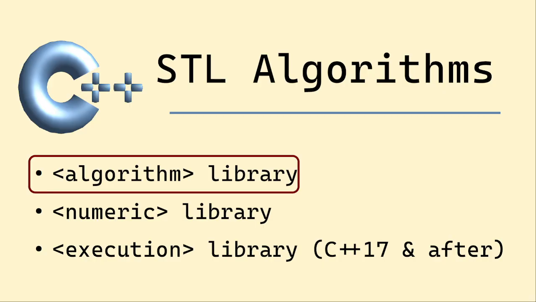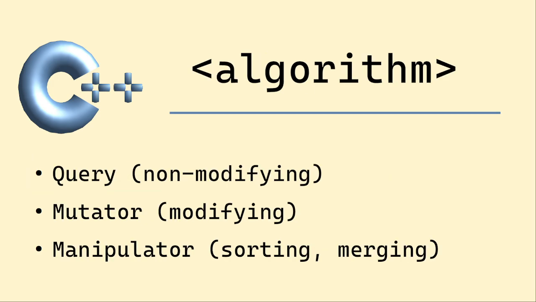Here I will focus on the algorithm library, which actually provides us with two or three categories of algorithms, depending on how you see it. Query is a category of algorithm that examines the elements or objects of a container and returns information about them without modifying the data. Mutator algorithms modify the container's data. Manipulators perform some special operations such as sorting or merging in addition to mutating. Manipulator can also be considered as a kind of mutator type.